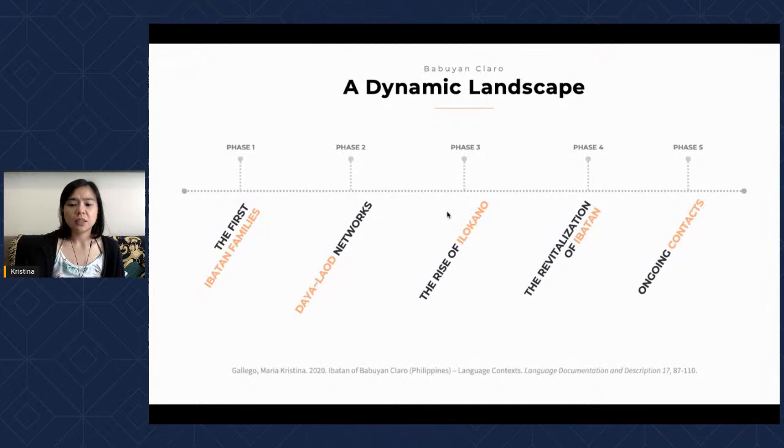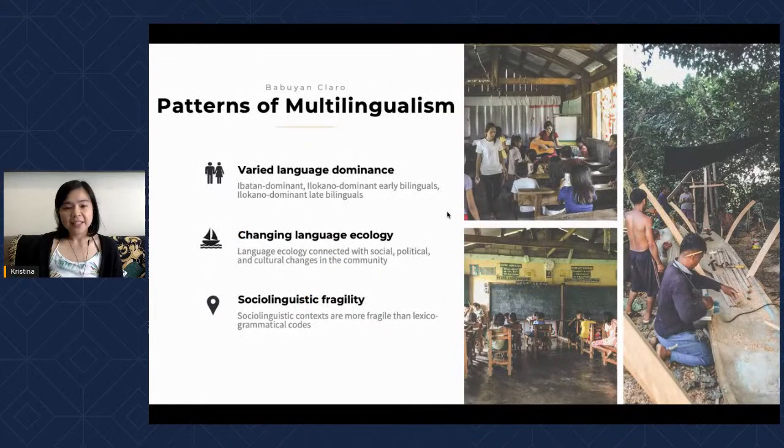So you can see that the phases overlap. And just to sum up, I needed to talk about the history of Babuyan Claro to highlight how social, political, and cultural changes crucially shape not just the language ecology of the community, but also the language itself, the structure of the Ibatan language itself.